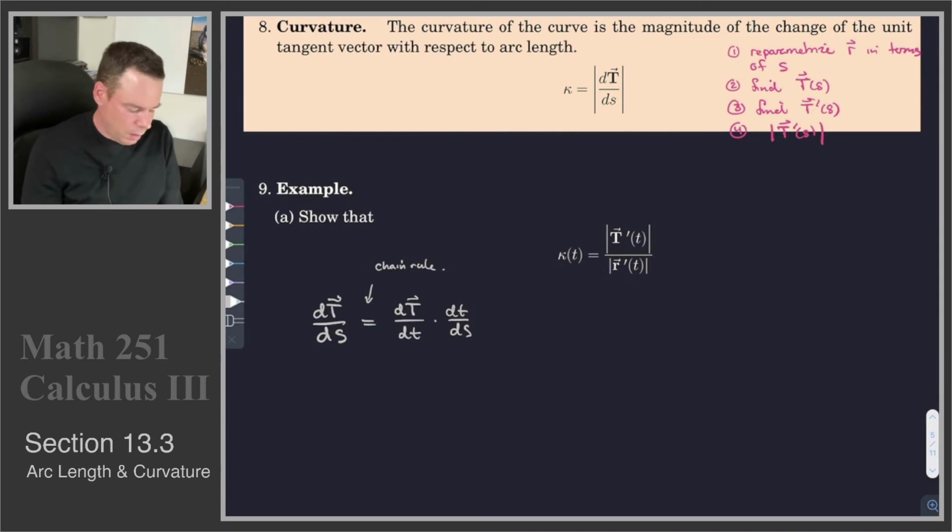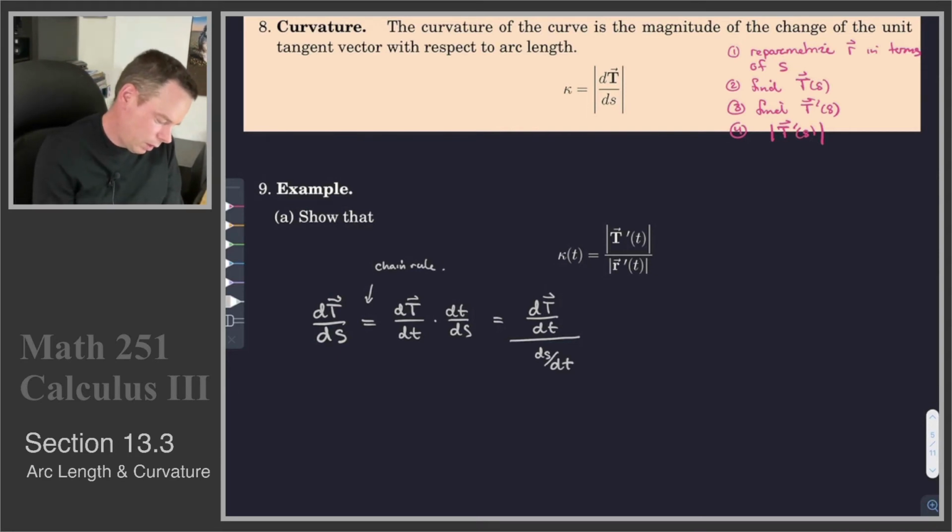Okay, so I want to take the derivative of T with respect to s. Well, it's defined in terms of little t. So let's take the derivative of it with respect to the intermediate variable little t, and then the derivative of little t with respect to s. And then I can do a little bit of a rearrangement here. I can divide by the reciprocal of dt/ds, which is ds/dt. And then at this stage I can take magnitudes. So the magnitude of dT/ds is equal to the magnitude of dT/dt all over the magnitude of ds/dt.